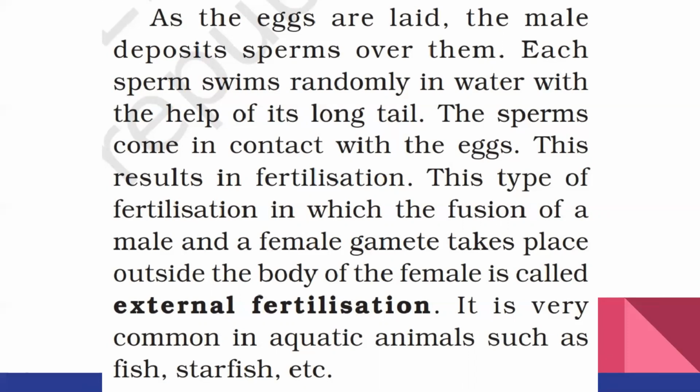Yesterday we learned about internal fertilization. What is internal fertilization? The fertilization which takes place inside the body of the female organism is called internal fertilization. Today we have learned about external fertilization. What is external fertilization? The fertilization in which the fusion of male and female gametes takes place outside the body of the female is called external fertilization. Can you say examples of animals in which external fertilization happens? Which are they? Frog, fish, starfish, etc.